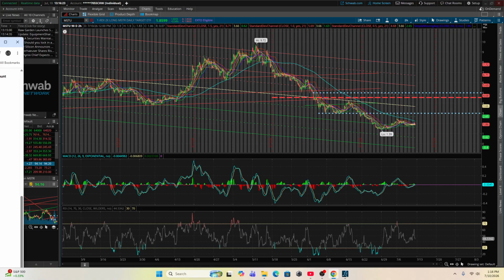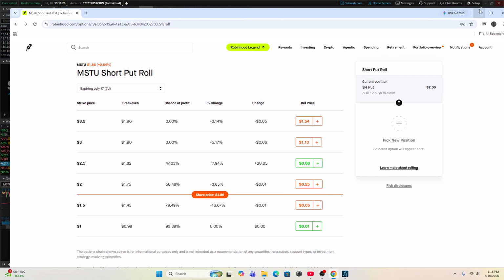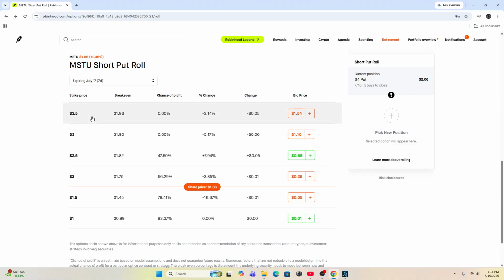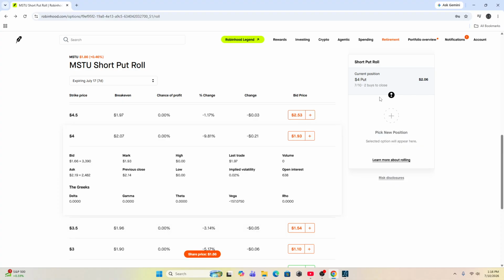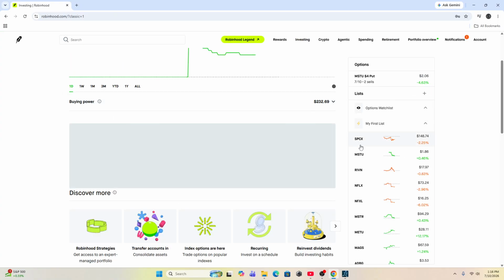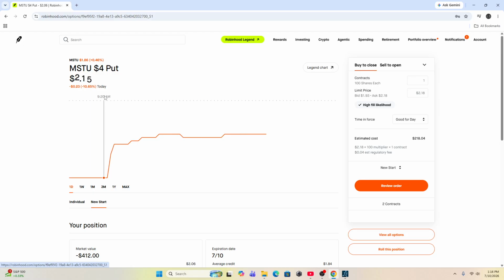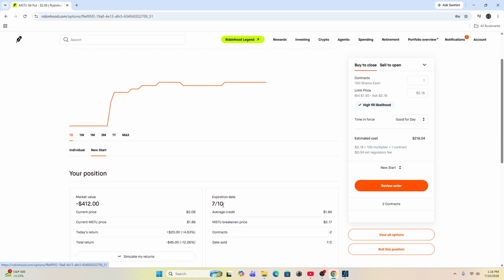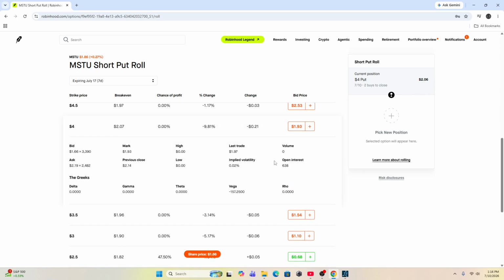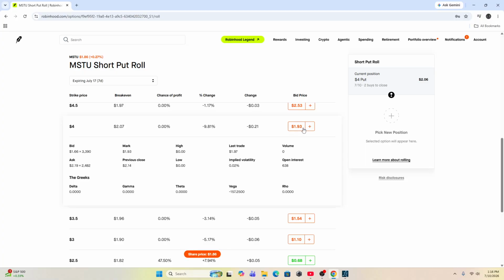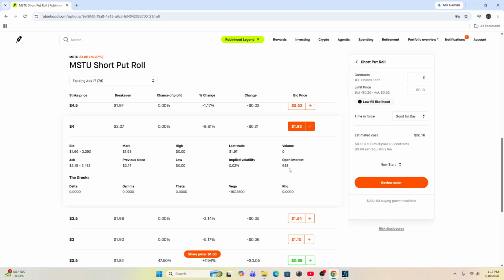Okay, so now it's ready. We're gonna go to the $4 put, and we're gonna roll that out. Let me start over. It's the $4 that expires today, July 10th, and then I'm gonna go to roll position, and I want the July 17th put, and we're gonna roll it out to the same $4. This one. Okay, continue. There we go. And so we have two of those.